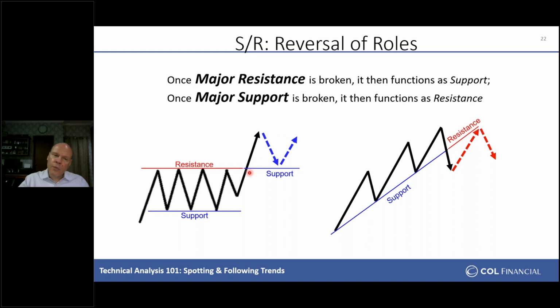So similarly, if you missed the opportunity to buy this earlier on, then you want to use this correction here towards support as your next buying opportunity to take advantage of this. And so understanding the reversal of roles should help you understand when those next opportunity spots can come around.